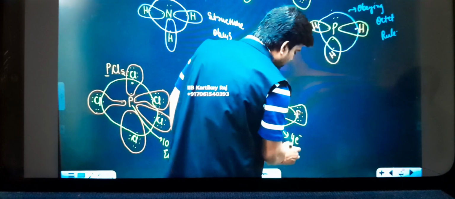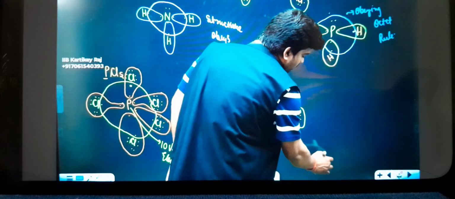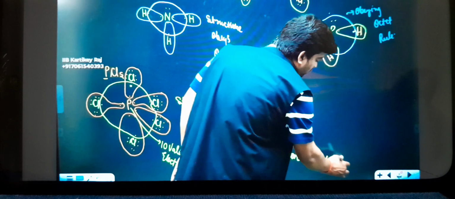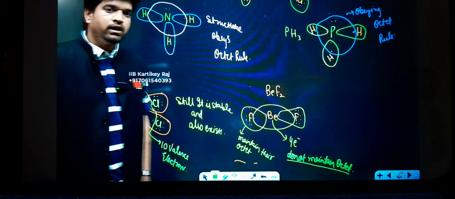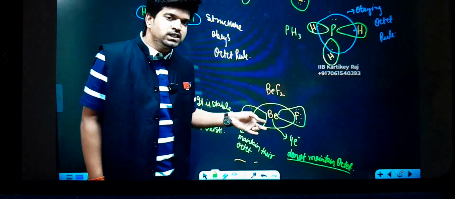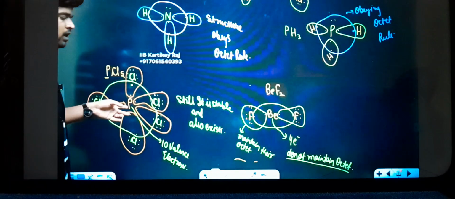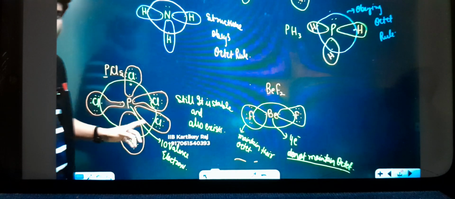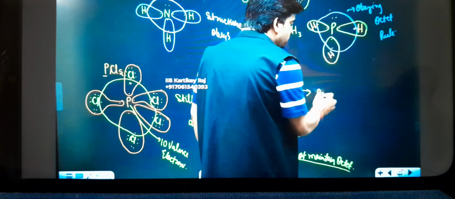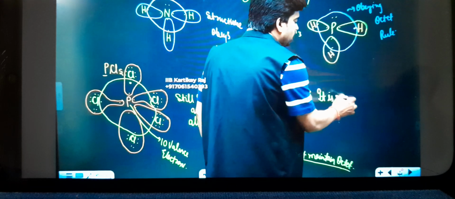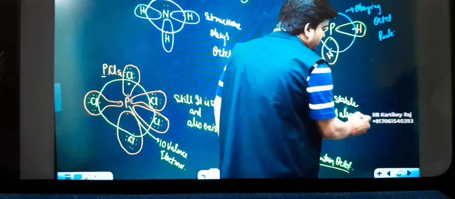But we can see that it does not maintain octet. It means that, sir, this structure is not obeying the octet rule. This structure also does not obey the octet rule. But it has been experimentally found that beryllium fluoride is stable and it also exists.